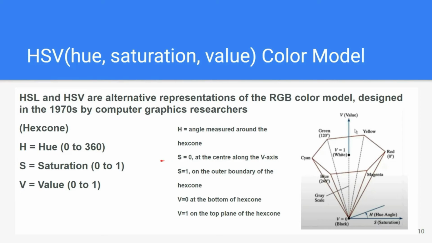Here H stands for hue, S stands for saturation, V stands for value. H is an angle measured around this hexagon. S is equal to 0 at the center of the V axis. S is equal to 1 at the outer boundary of the hexagon. This is the outer boundary of the hexagon. V is equal to 0 at the bottom of the hexagon. V is equal to 1, here we can see the top of the hexagon.